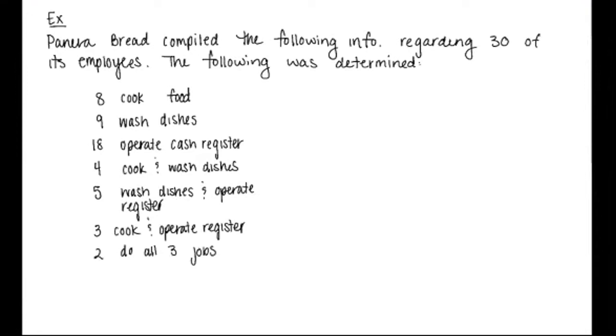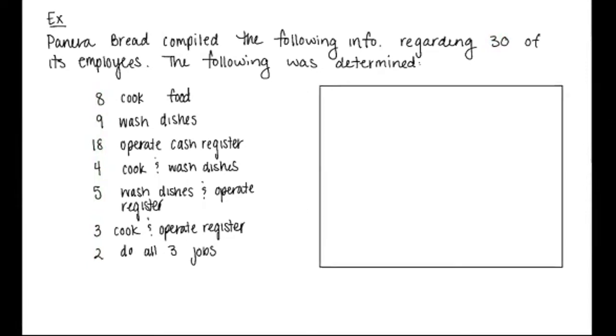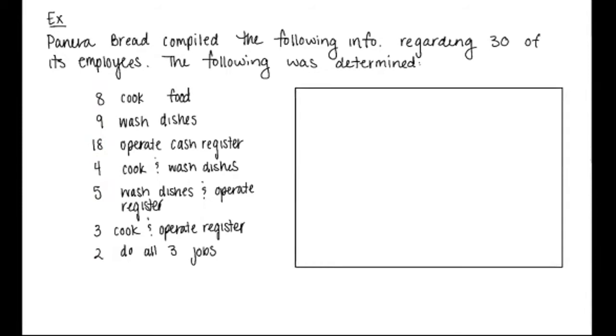Okay. Number one thing that happens is you literally just put these numbers exactly where they belong. So 2 people go in the middle, 3 people go where they cook and operate the register. That's not true. If you add up all these numbers, it's definitely more than 30 people. So there is overlap. I'm talking about multiple people. The cash register circle should contain 18 people in total.